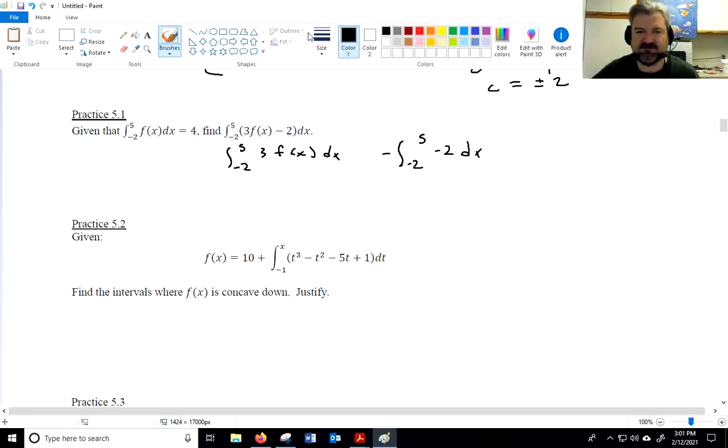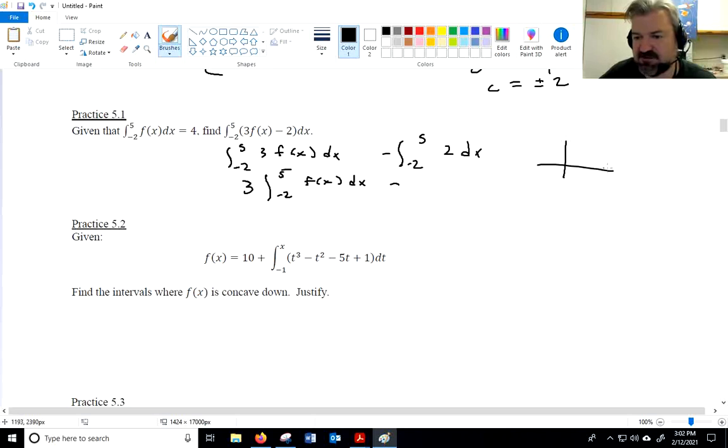Oh, I already did the negative, so I don't need the negative inside. Okay, I can pull the 3 out. So this is 3 times the integral from negative 2 to 5 of f of x dx minus the integral from negative 2 to 5 of 2. Well, you can do the math if you want. You can integrate, take that 2x and evaluate from negative 2 to 5.